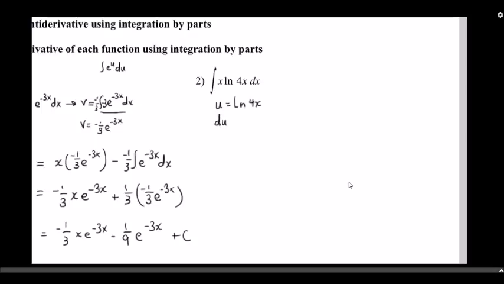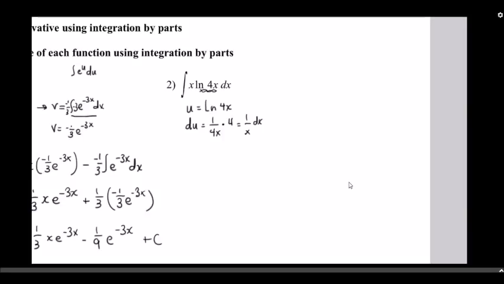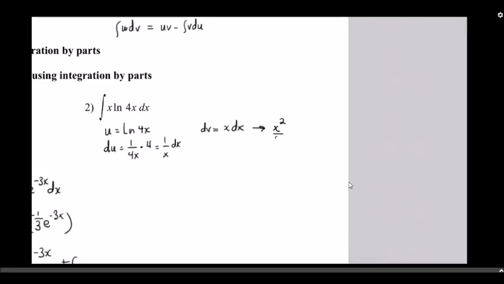Because when you find the derivative, it's 1 over 4x. Remember, the derivative of natural log is 1 over u times du, so the derivative of the denominator there is 4. So the derivative is 1 over x dx. So there's our u. So if this is u, that means that the x dx, that becomes our dv. So dv equals x dx. Well, that's an easy one. The antiderivative of x is just x squared over 2.